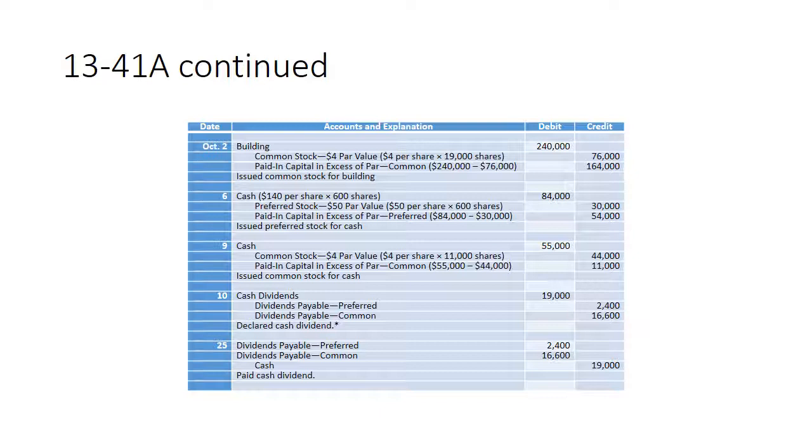Well, remember from your reading, preferred shareholders always get their dividends first. So we will go and say how many shares of preferred stock have been sold. There are 160,000 authorized to be sold. But how many were actually sold? Well, the only ones that are sold so far are 600 shares on October 6th. So how we calculate the amount of the dividend is we take the number of shares sold, or 600, multiply it by the stock's par value, $50.